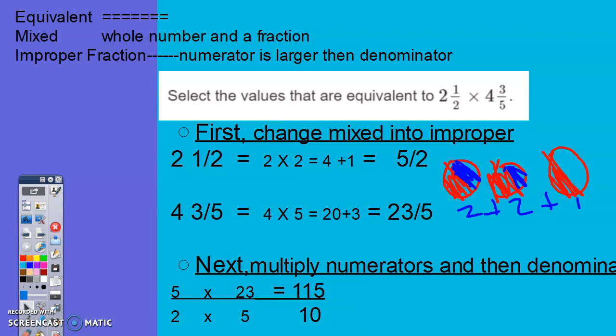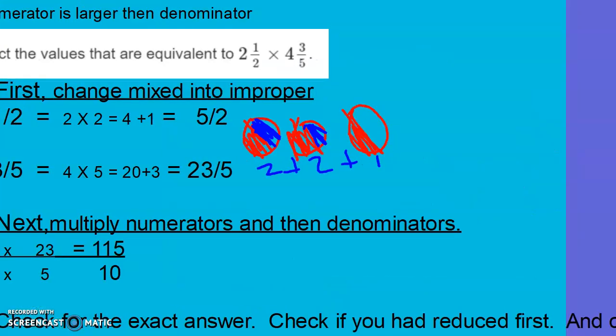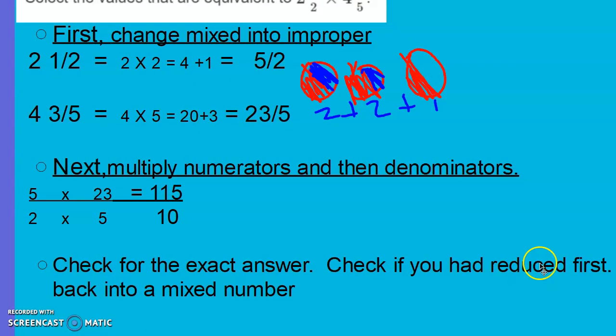So now you're going to check your answers. That is one. I gave you the second one. Make sure you're reducing, and then you can also flip this 115 divided by 10 and make it back into an improper fraction. And that's where you're going to find your third answer.